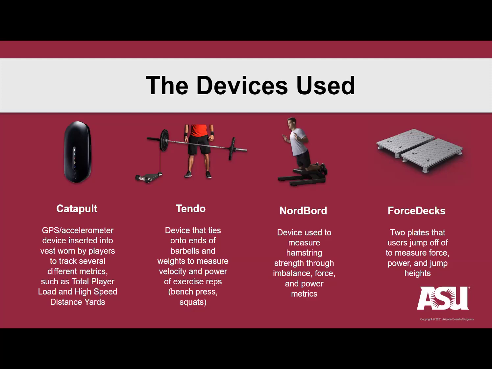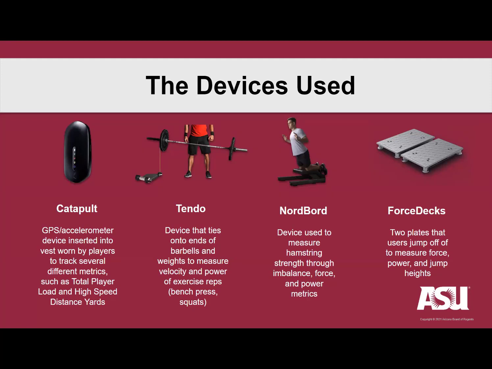And this Catapult device is really cool because it can be used in practice sessions, conditioning sessions, and games as well. So we got to see a little bit of that when we do the dashboards demonstration in a little bit. We also have the Tendo device, which, as you can see by the picture, is a lot different than the Catapult. This one has a little string that ties onto the end of barbells when you're doing bench presses or squats. And of course, the players are doing those, and it's measuring things like velocity and power of different exercise reps that they're putting in. And it's mainly used, like I said, for bench press and squats.